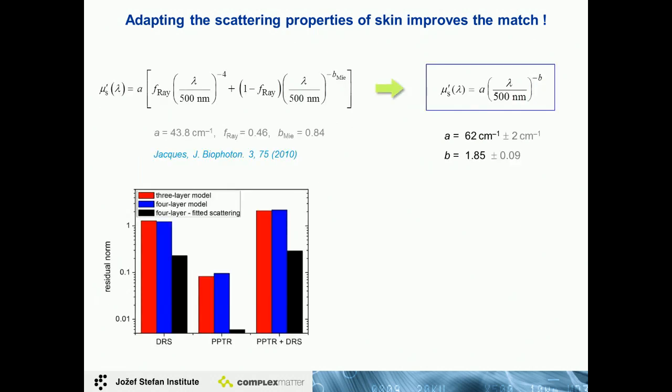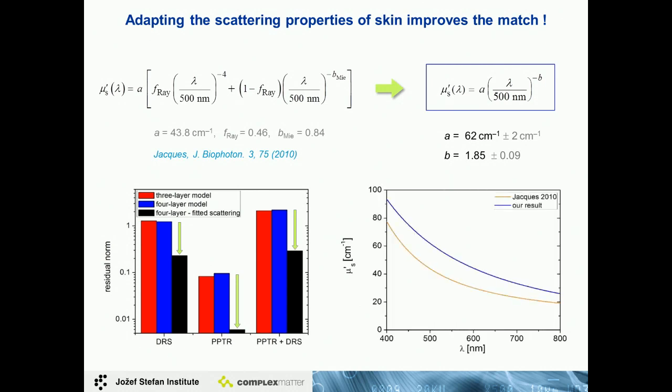Anyhow, so the scattering properties now, instead of having this fixed prescribed spectrum, we have allowed it to vary, to adjust itself by this familiar ansatz, and the values of 62 per centimeter at 500 nanometers and 1.8 for the scattering power are very reasonable. And as said, it brought down the residual norm for the DRS part by a factor of 5 or so, for the thermal part by a factor of 10 or more, and the total residuum by about a factor of 10.